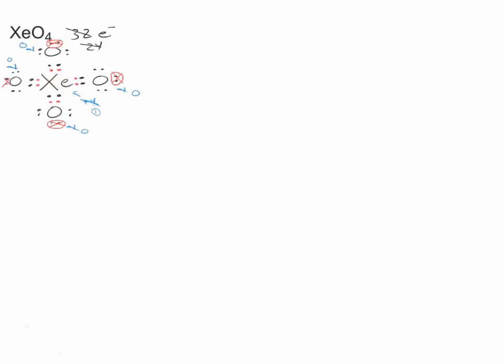And so now we know what our final structure actually looks like. The xenon is at the center and is double bonded to 4 oxygens. Each oxygen has 2 lone pairs on it. And so this, then, is our final correct Lewis structure for this molecule, xenon tetroxide.